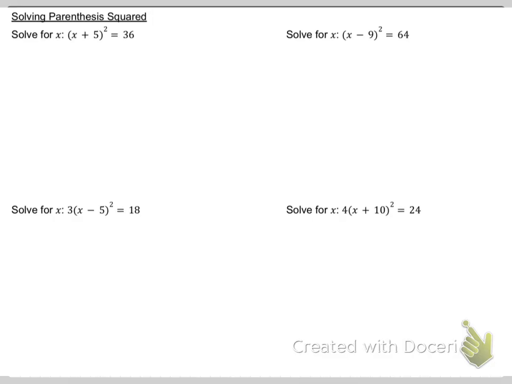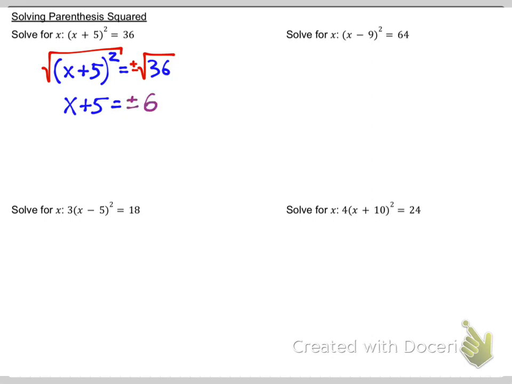All right, last set of problems to solve. If we have parentheses, we can solve this by taking the square root of everything that is squared. The reason we can do that is because square roots undo squares. Now, when you take the square root, don't forget to write plus or minus. So we undo that and we get x plus 5 equals plus or minus 6, because that's the square root of 36.